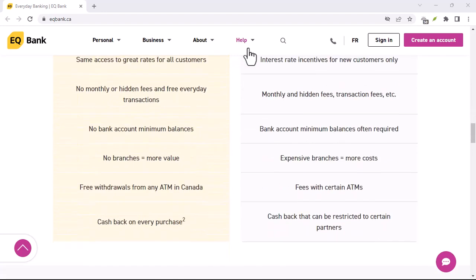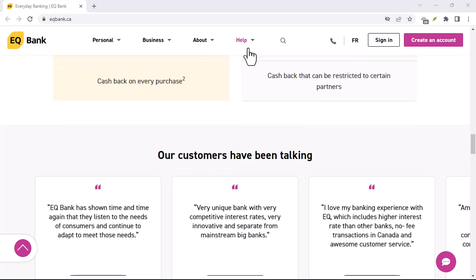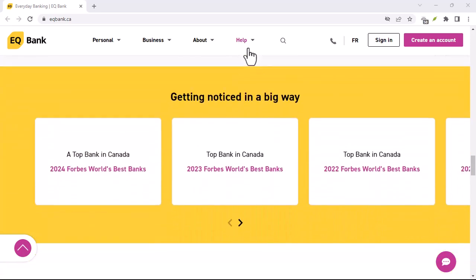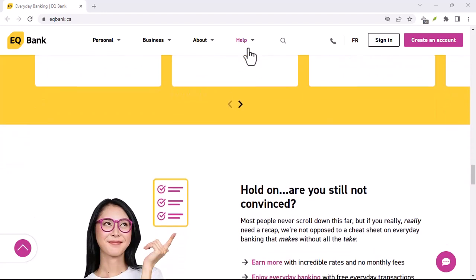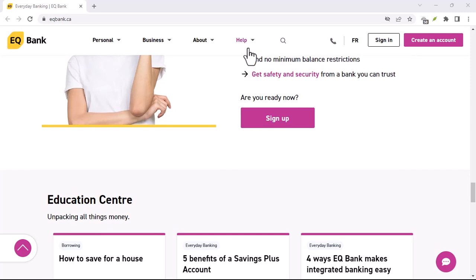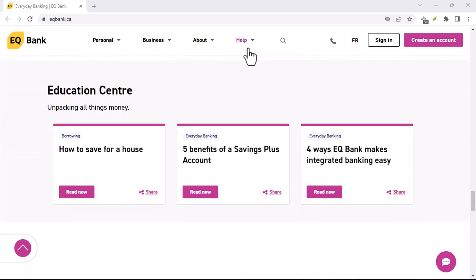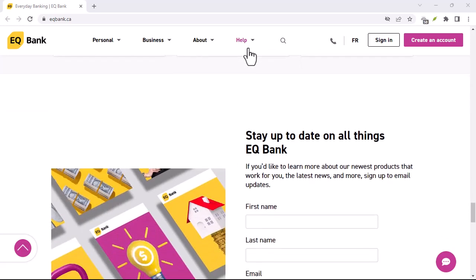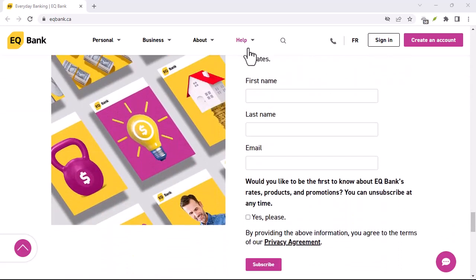Now that we know how Equitable Bank calculates interest, let's take a look at a few examples. Example 1. Let's say that you have $1,000 in your Equitable Bank savings account. The annualized interest rate is 2.5%. If you leave your money in the account for 1 year, you will earn $25.08 in interest.